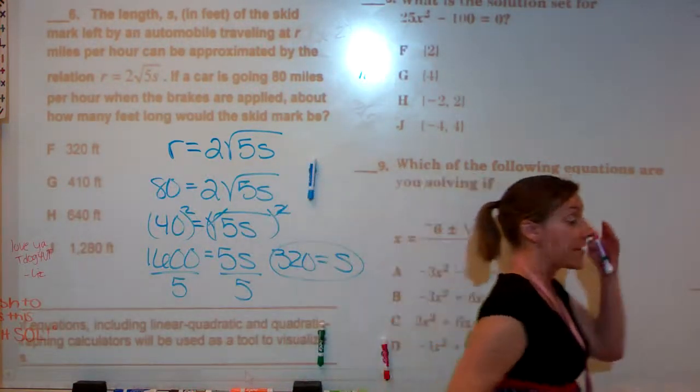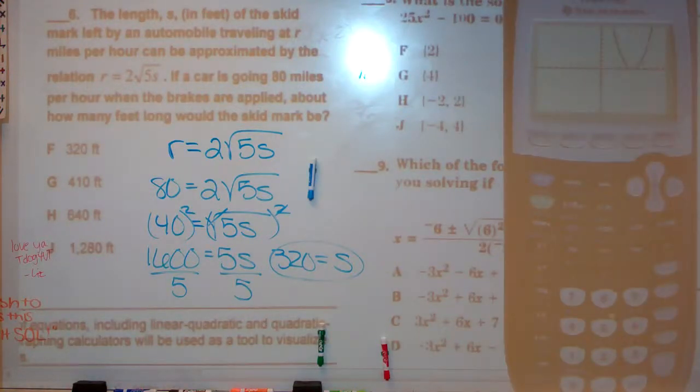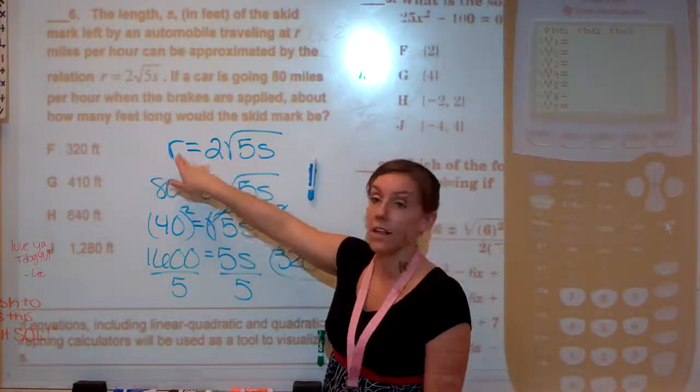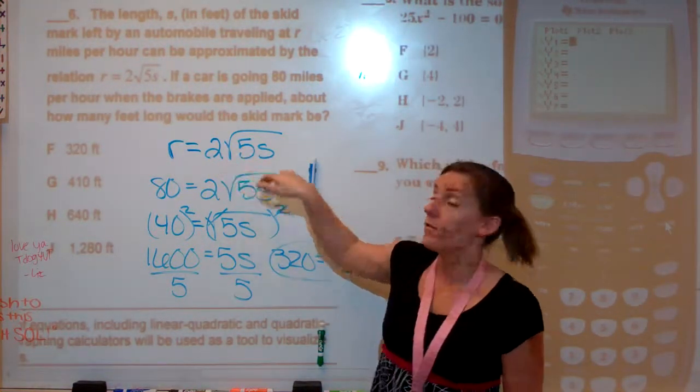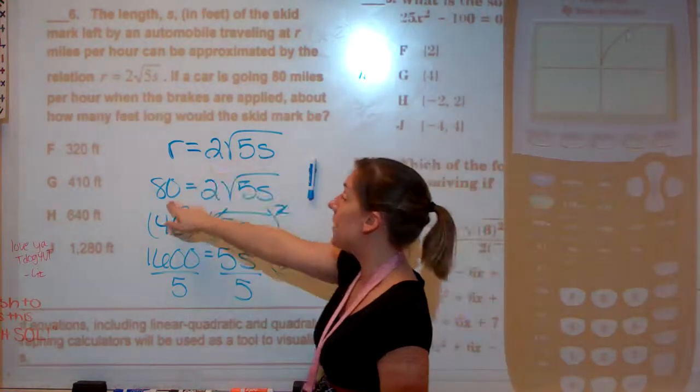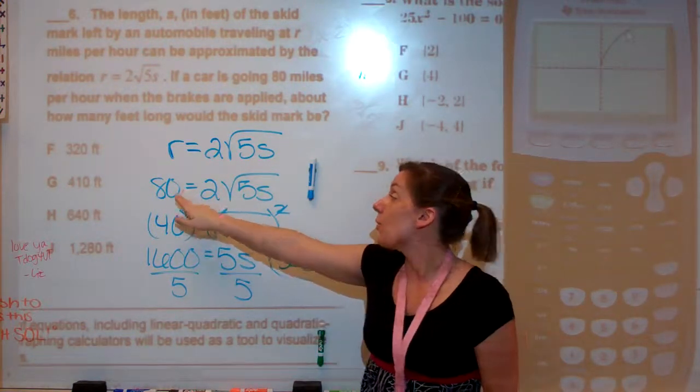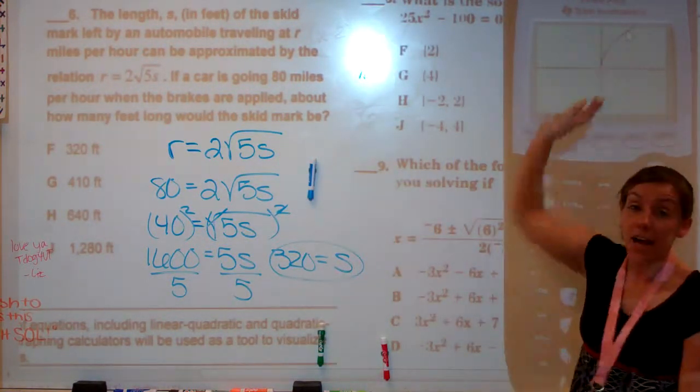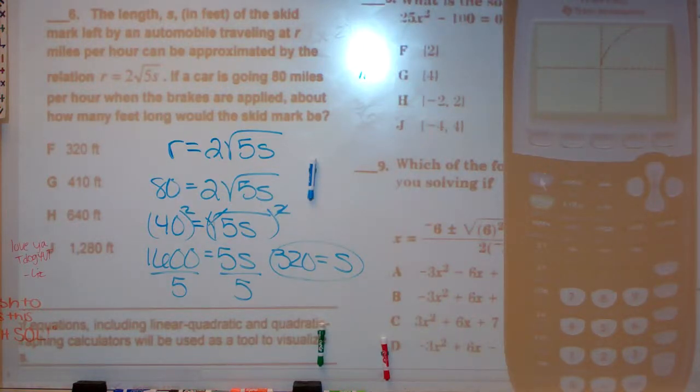You could really turn to your calculator quickly and say y equals. So instead of r equals, just make that a y. I'm going to put 2 square root of 5 times x in there. The graph, I don't think we'll see it. Oh, there it is. Okay? But we want to go all the way up to 80. We want to go to where y is 80. So that's really high up there. So let's just go to the table.